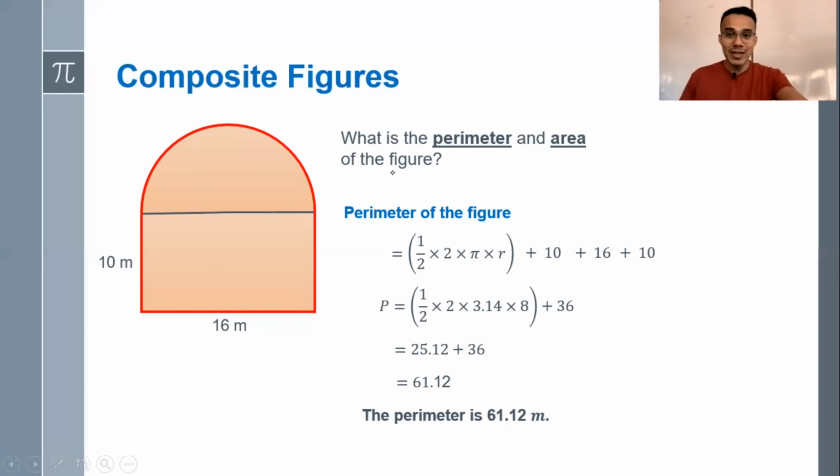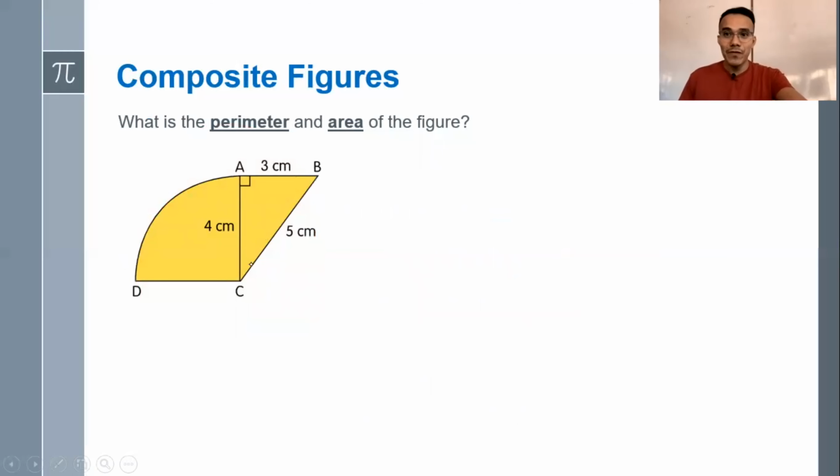Let's have another example. Consider this figure. The question here is, what is the perimeter and area of the figure? Before we find the perimeter and area of this figure, we have to examine what this figure is made up of. The figure is made up of a quarter circle and a triangle. There are only two shapes that this figure is made up of.